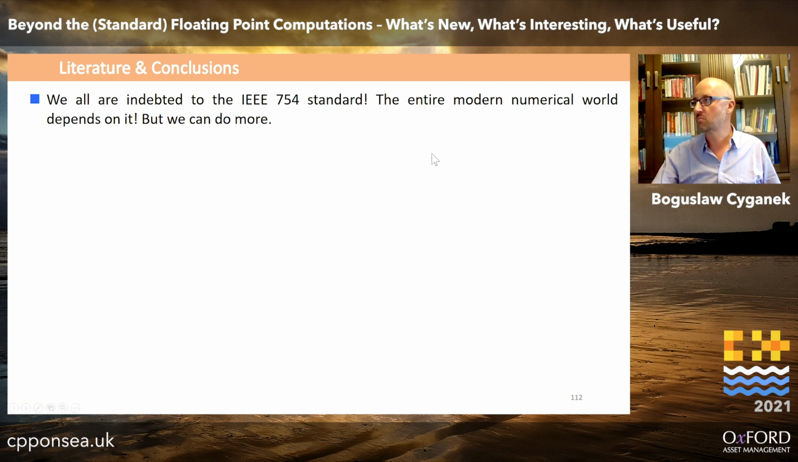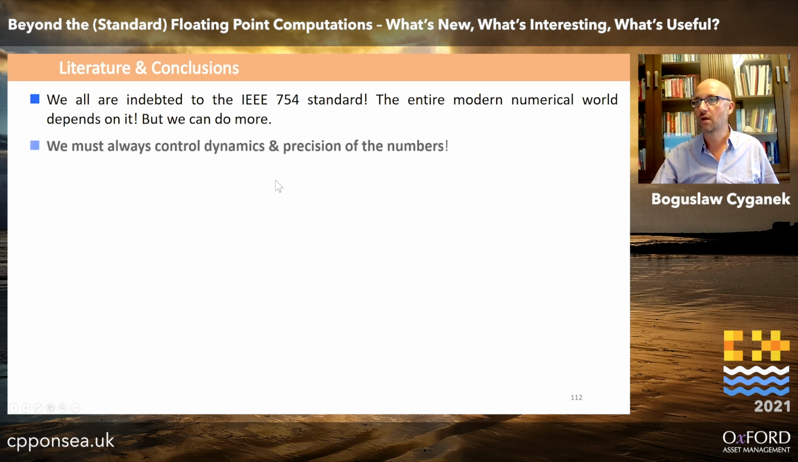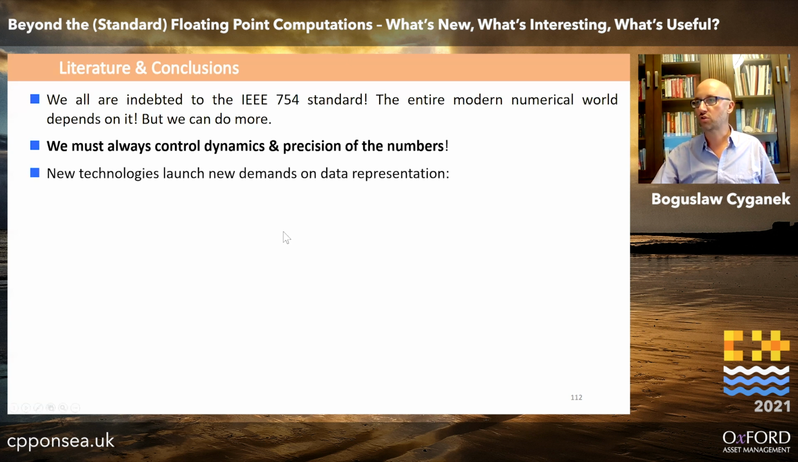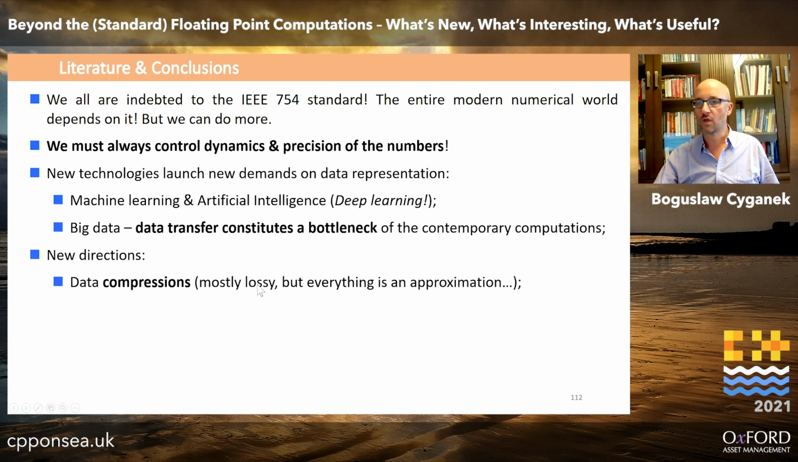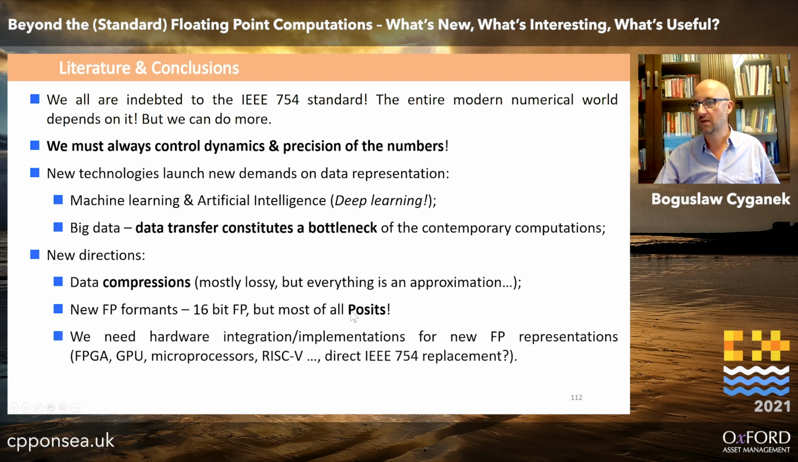The entire modern numerical world depends on it, but we can do more and we wish. We must always control dynamics and precision of the numbers, no matter what we are using. New technologies launch new demands on data representation. So machine learning, deep learning, big data, data transfer is and probably will be a bottleneck. So new directions, data compression, lossy, that's okay if we measure, new formats, but most of all, POSITs.